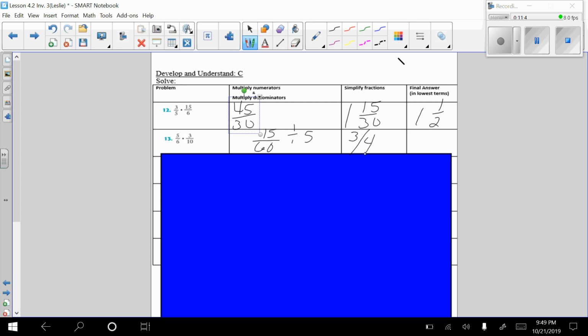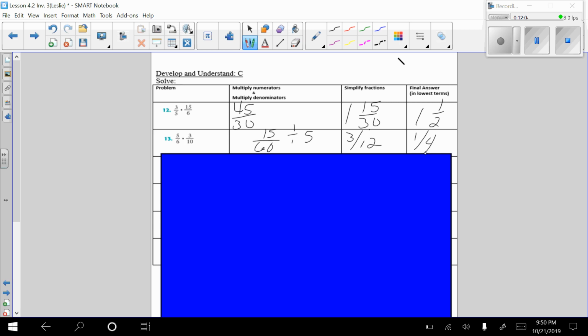So my answer should be 3/4. Oh, excuse me, no. 60 divided by 5 is not 4. I did 15. I need to double check my work. What is 60 divided by 5? That should be 12. So I should get 3/12 to simplify again to 1/4.